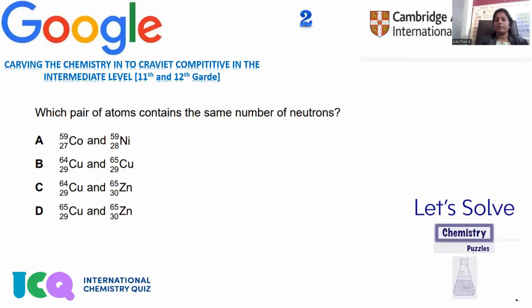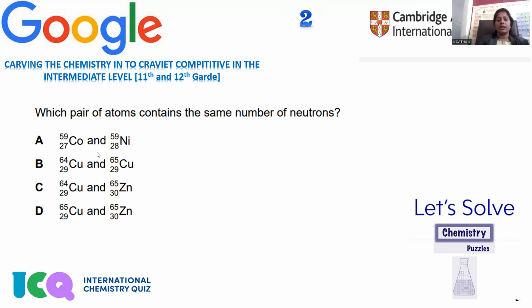Move on to question number 2. Question number 2 is from atomic structure. Which pair of atoms contains the same number of neutrons? Electrons, protons, and neutrons are said to be subatomic particles. They are used to construct the atom, right? So electrons are revolving around the nucleus. Within the nucleus, you can find protons and neutrons, right?